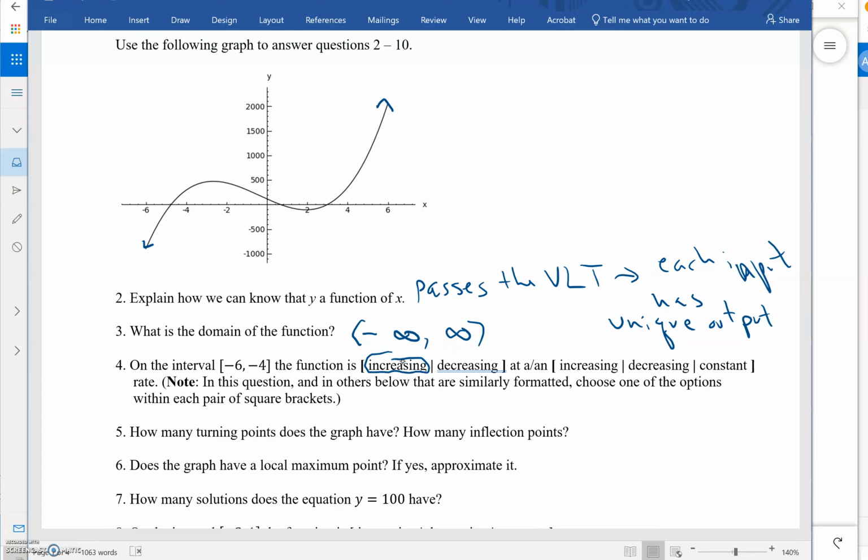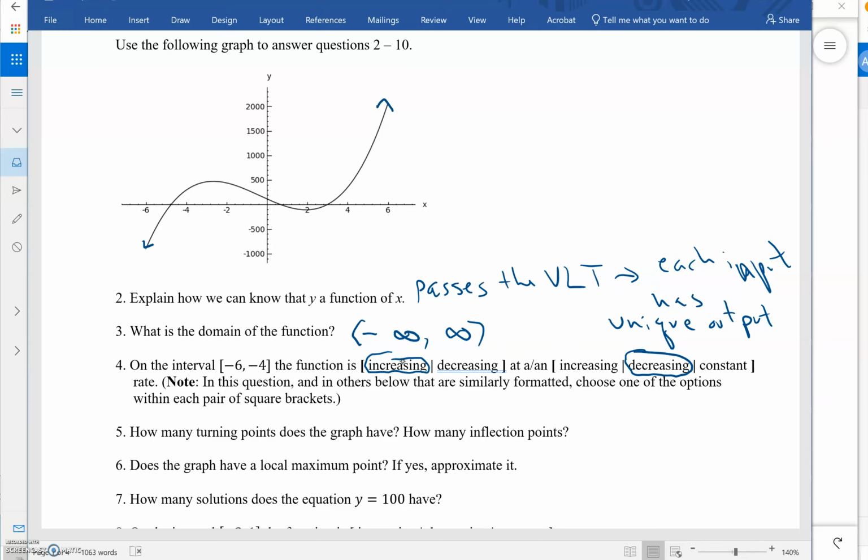And is it increasing, decreasing, or at a constant rate? Well, remember, this is another way to talk about concavity. Right here, the function is concave down, and so the rate is actually decreasing. It is approaching 0. So this is increasing at a decreasing rate.